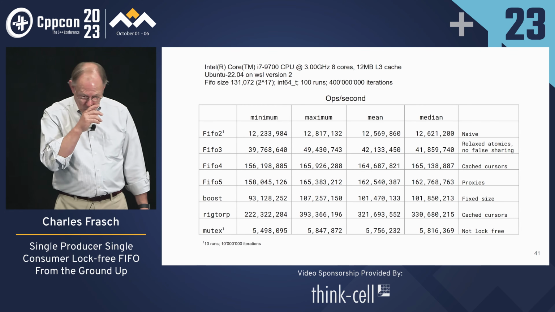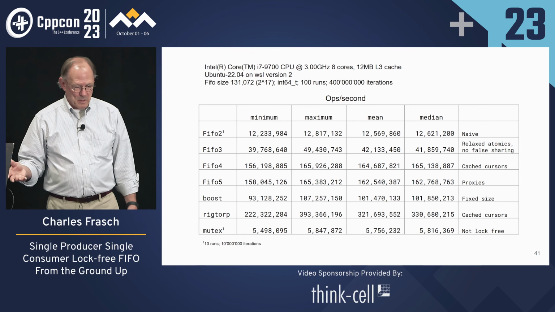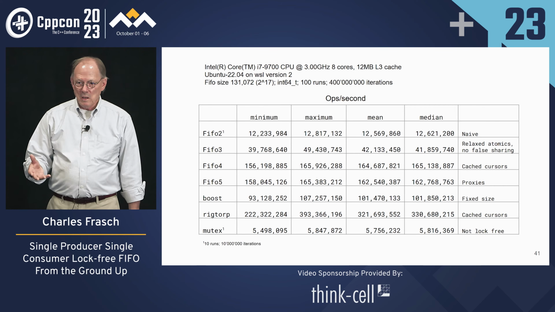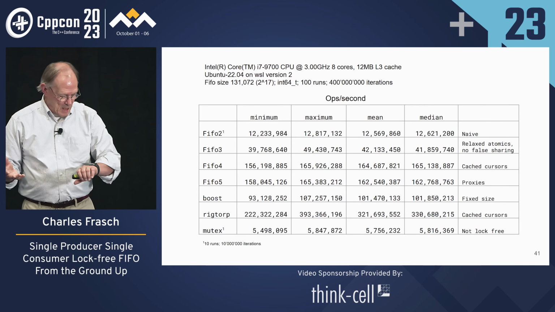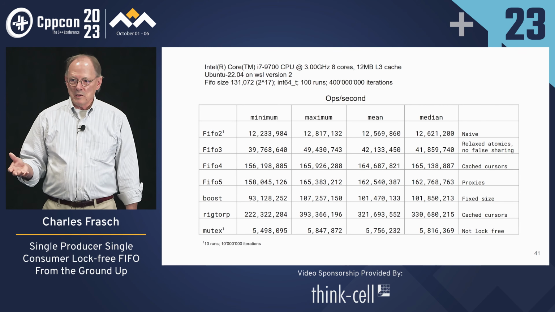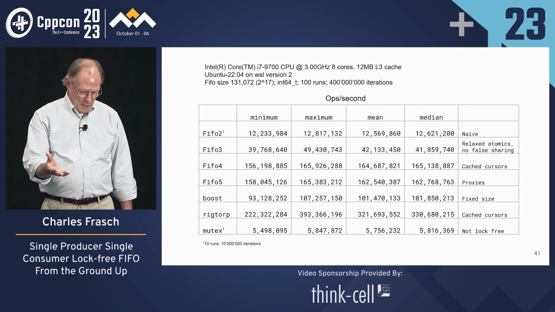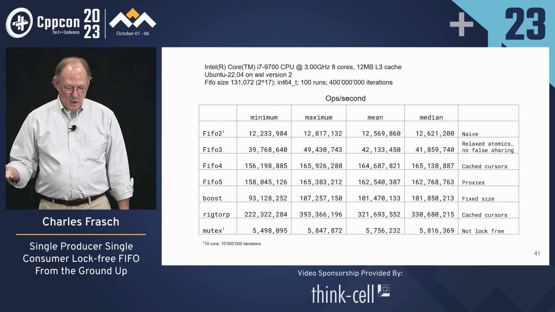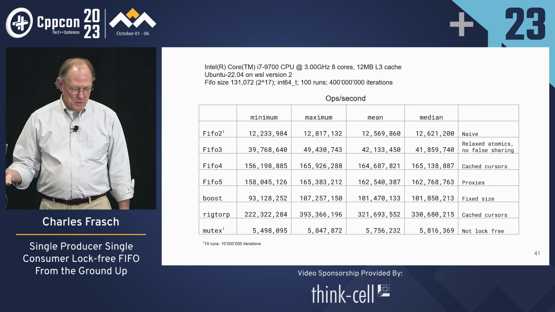So FIFO 2 and the mutex were so slow, I didn't run that much, but we already knew that FIFO 2 is not a viable one to use. So the FIFO 3 used relaxed atomics and no false sharing. FIFO 4, remember, we added cache cursors. Number 5, proxies, so those two are the same.